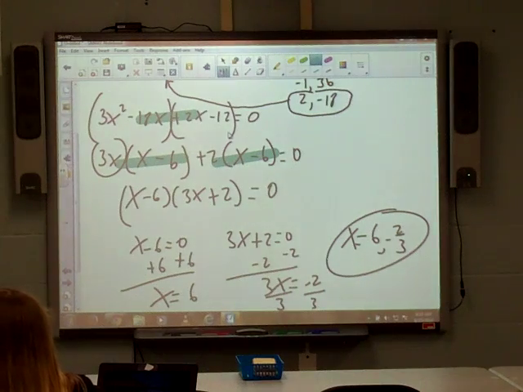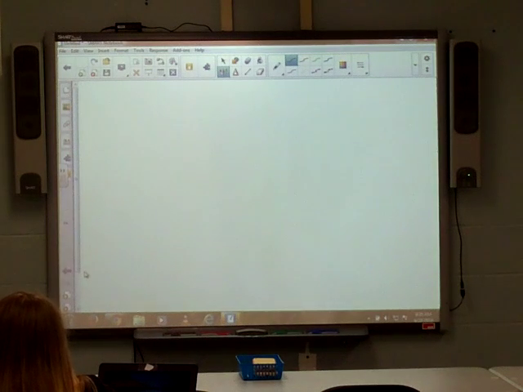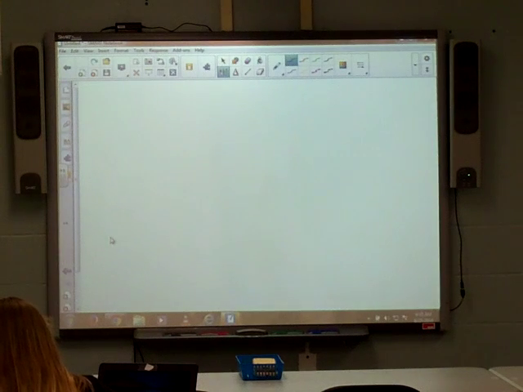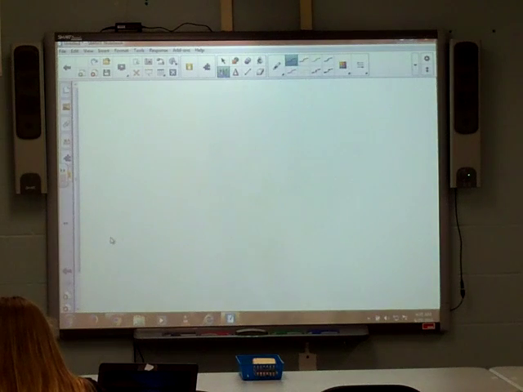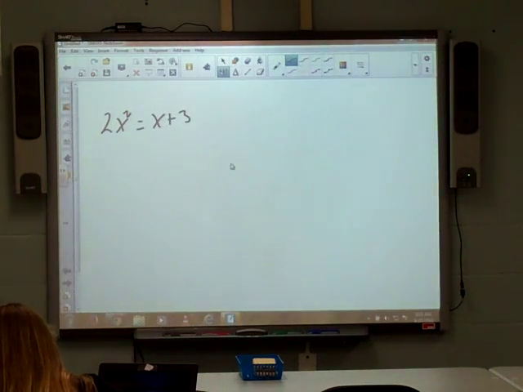Alright, I'm going to let you try one of those by yourself. Oh, that one's got a GCF, we'll do that one together in a minute. Find what it says by factoring. Which one did we just see? This one says 2x squared equals x plus 3. Alright, see if you can solve that one by factoring. Go.